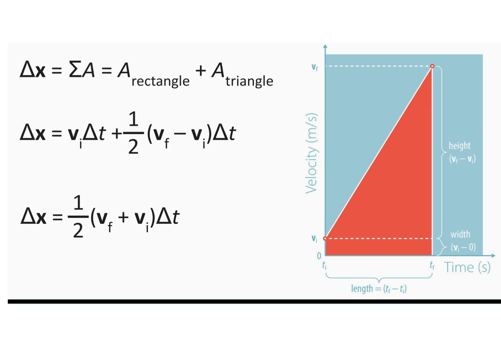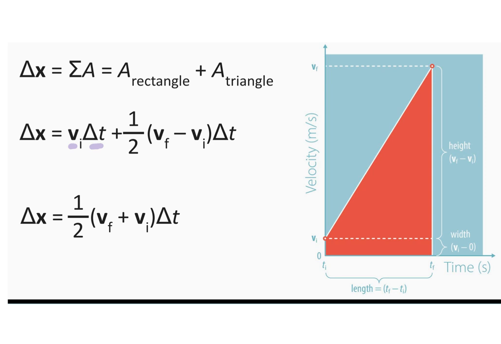So if we look at this rectangle piece right here, this base is my change in time. Everybody agree with that? This height is actually my initial velocity. So the area of this rectangle is my initial velocity times my change in time. So far, so good. All right, let's look at the triangle.